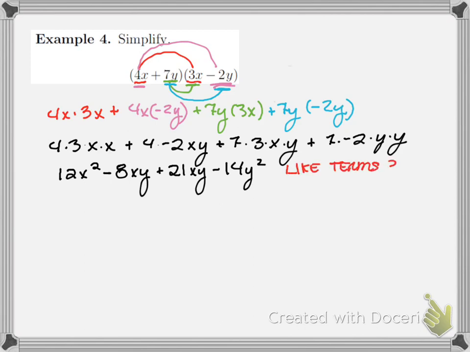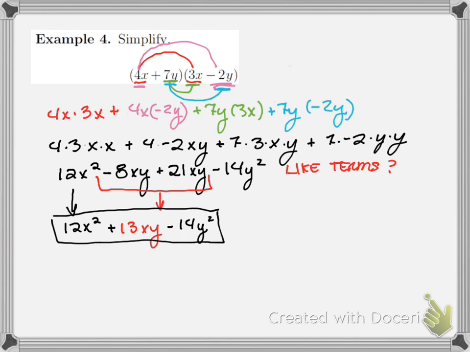Are there any like terms that you see here? Remember, like terms are the same variable raised to the same power. I see two like terms. Do you see them? So the like terms are in the middle. So we have negative 8xy plus 21xy. That gives us 13xy. Remember, the rest of the equation is still there. It didn't go anywhere. And this is a positive 13 because 21 is the larger number and it's positive. So that should be, if we did everything right, our final answer.